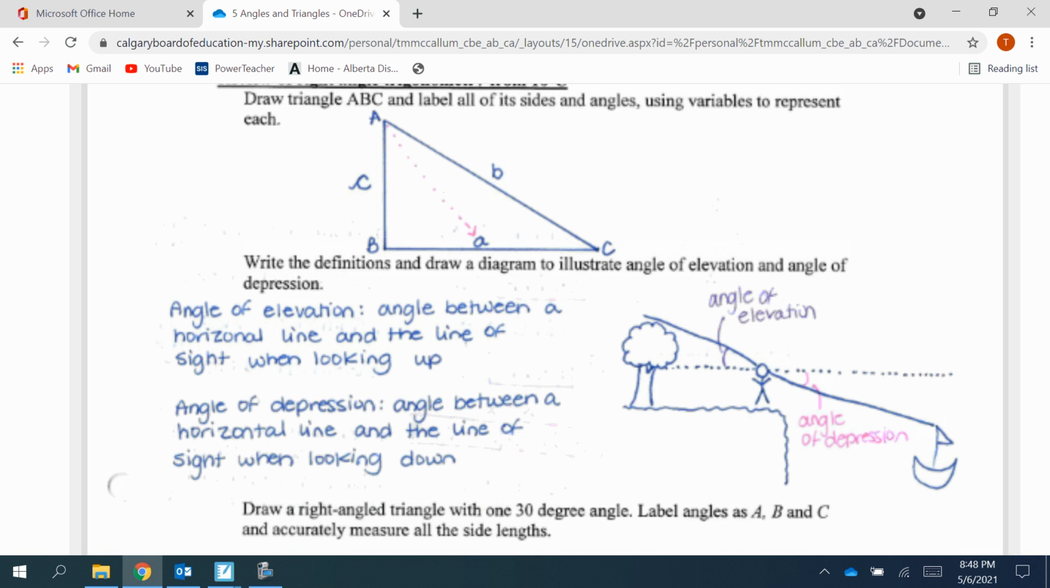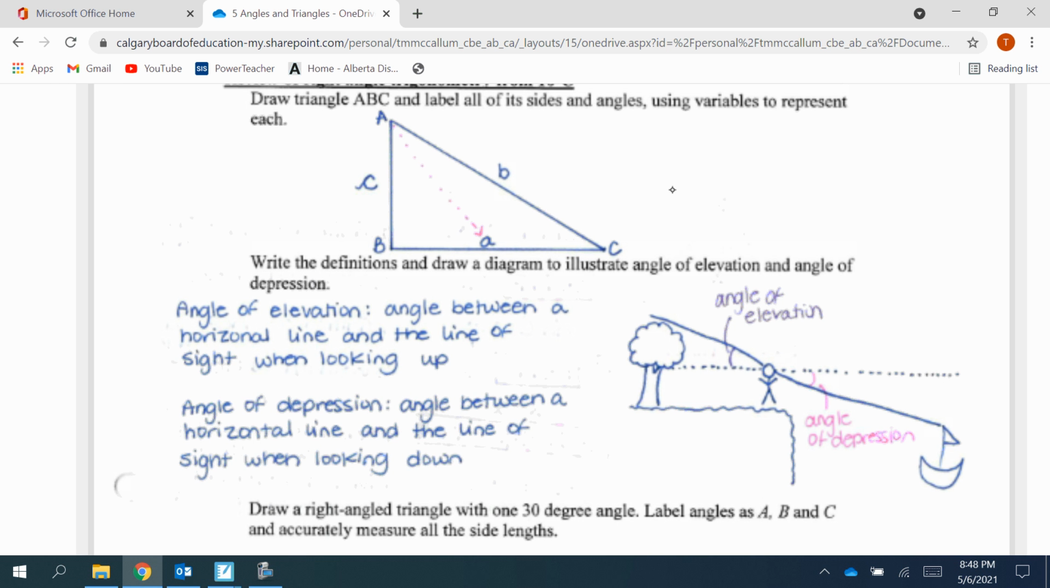So the angle of elevation is the angle between a horizontal line and the line of sight when looking up. Sorry, I'm just trying to, oh, I can't draw on here. So hopefully you can see where my cursor is. This would be the line of sight for this individual. So if there was a bird in a nest in the top of the tree, the angle of elevation would be from that horizontal up to where you would be looking at that bird. So that's your angle of elevation.